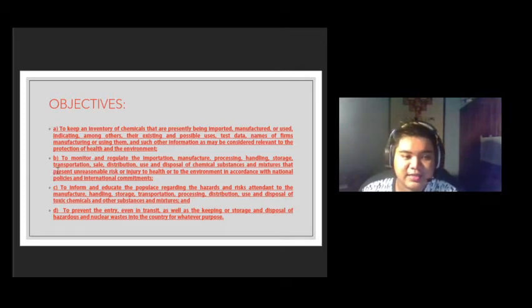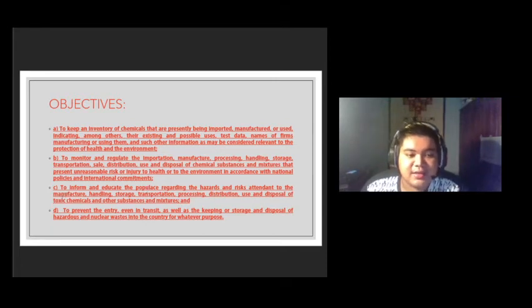The next is to monitor and regulate the importation, manufacture, processing, handling, storage, transportation, sale, distribution, use, and disposal of chemical substances and mixtures that present unreasonable risk or injury to health or the environment, in accordance with national policies and international commitments.